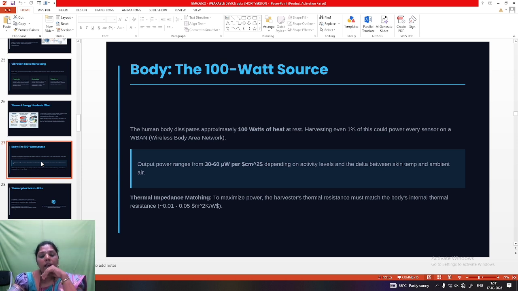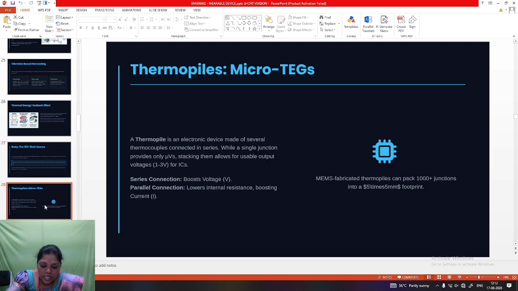Body, the 100 watt source. The human body dissipates approximately 100 watts of heat at rest. Harvesting even 1% of this power could run every sensor on a wireless body area network. Thermal impedance matching: for maximum power, the harvester's thermal resistance must match the body's internal thermal resistance. Let us move on to the next slide.